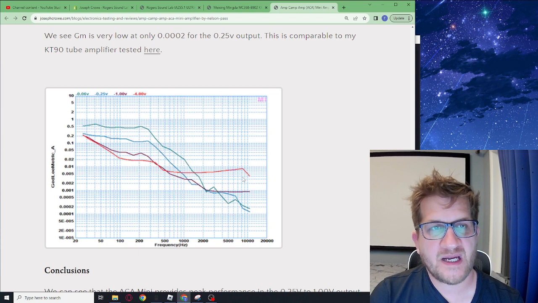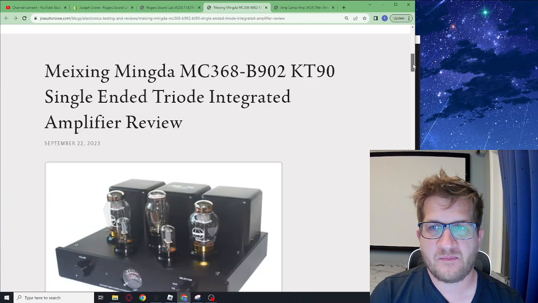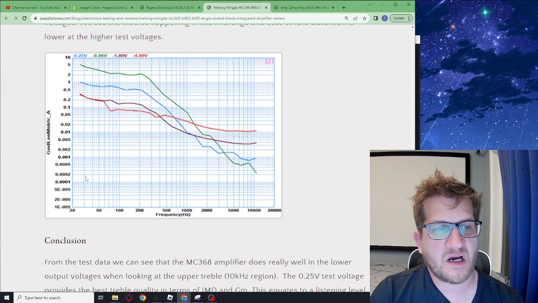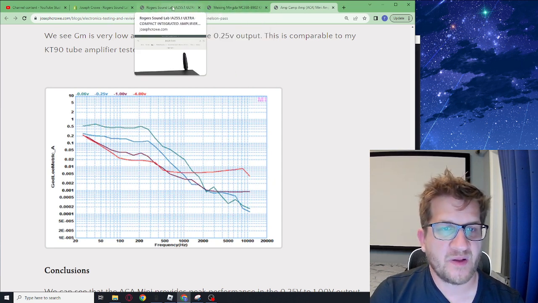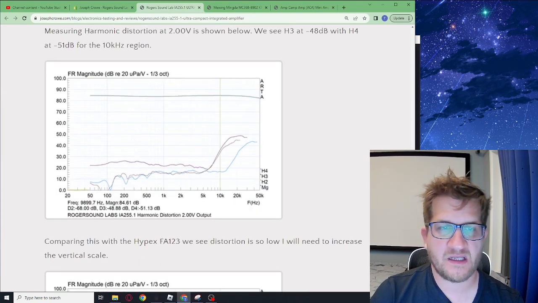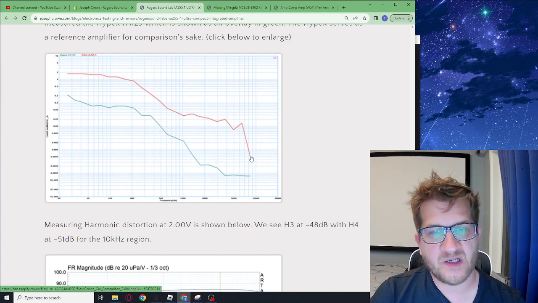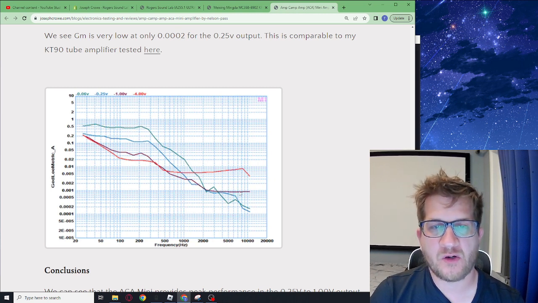So if we want to compare that against other amplifiers that I've tested to date, the Maxing Mingda almost reached, just scroll down here to it, it almost reached the 0.002, but generally we see the amp mini exceeding the performance of the Mingda KT90 single-ended tube amp. It also beat out the Rogers Sound Lab for the Gedley distortion. You can see here the red line. This is the performance of the Rogers Sound Lab integrated amplifier. And so we're getting pretty good performance there at the lower power levels.